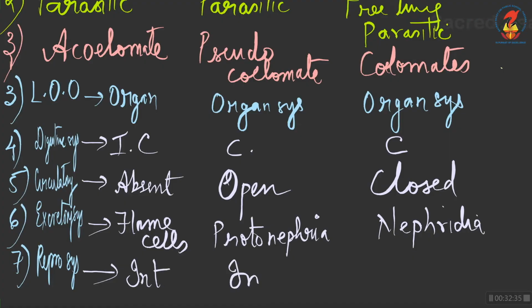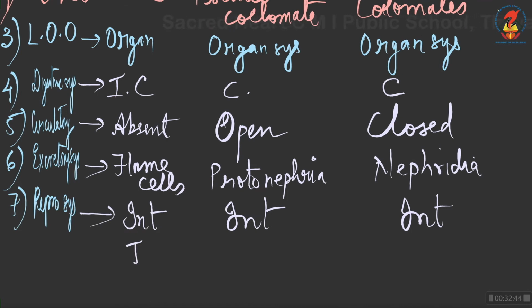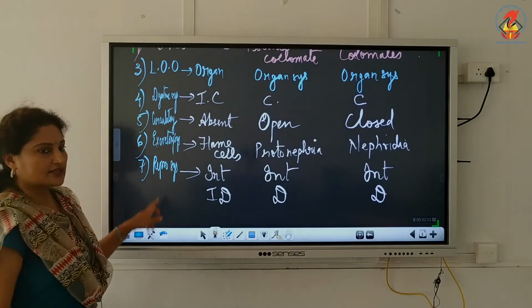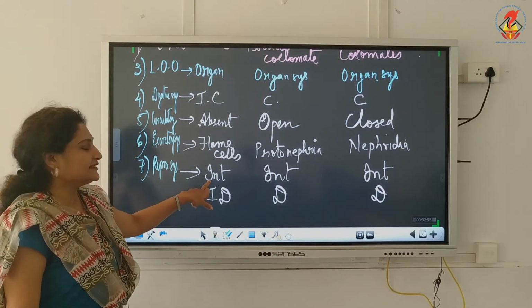Internal fertilization, and here also internal fertilization. But the development, here it is indirect development, whereas here the development is direct, and here also the development is direct. So, once again, under reproduction, where are the egg and the sperm fusing? It is inside. So, it is called internal fertilization.